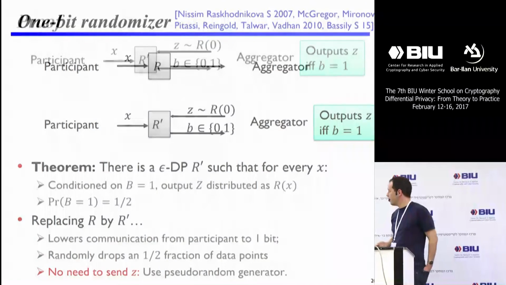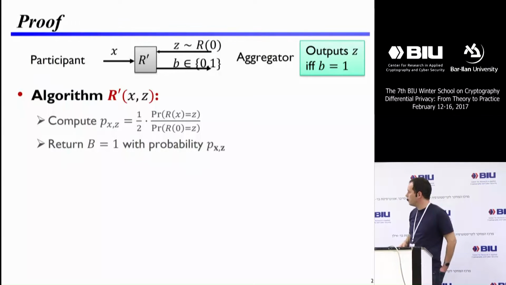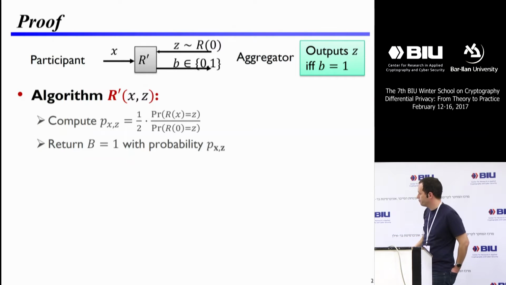Okay, so how does this randomizer work? Let me explain it. It's actually very simple. Given inputs x and z, what R prime is going to do is compute a probability. The first thing it does is take the ratio of the probability that R of x equals z over the probability that R of 0 equals z, and then multiply that ratio by a half. And it will return b equals 1 with probability exactly p sub xz.